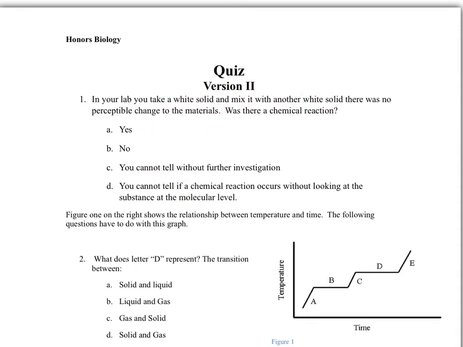So here you see it says in your lab, you take a white solid and mix it with another white solid, and there was no perceptible change. The thing I'm looking for in this question is, do you understand that no matter what, you really can't tell if a chemical change or physical change has occurred until you look at the product and compare it to the reagents, the reactants.